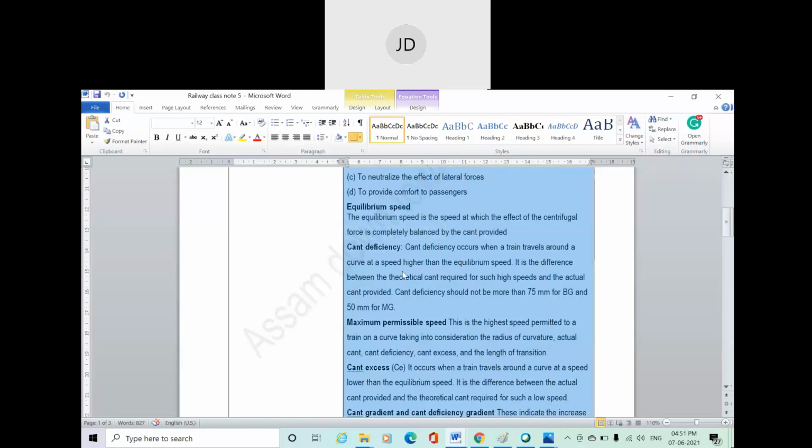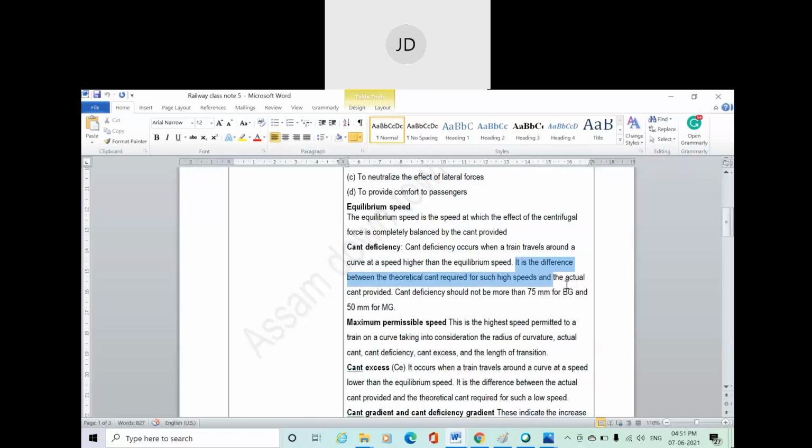So basically, the cant deficiency is the difference between the theoretical cant required for such a high speed, higher than equilibrium speed, and the actual cant provided. The cant deficiency should not be more than 75 mm for broad gauge and 50 mm for meter gauge. So depending on the gauge, whether it is meter gauge or broad gauge, the allowable cant deficiency varies.